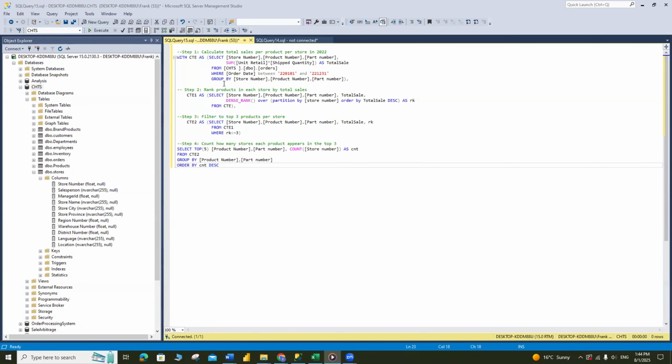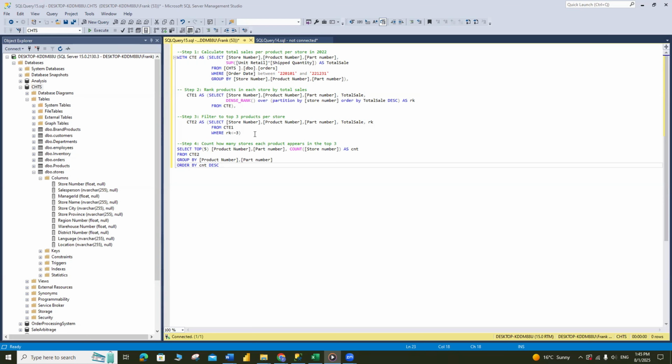Step 2. Rank products in each store by total sales. In this second common table expression, CTE1, we use the dense rank function to rank products within each store by their total sales, in descending order. This lets us identify which products are in the top 3 per store. Note, dense rank is chosen instead of rank, to ensure products with the same sales receive the same rank without skipping numbers.